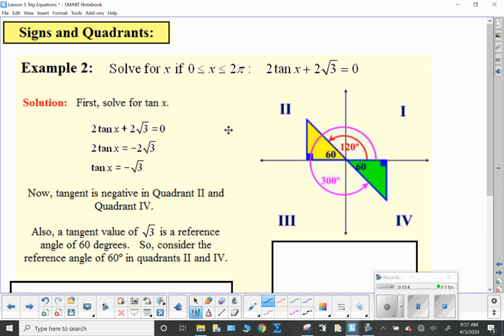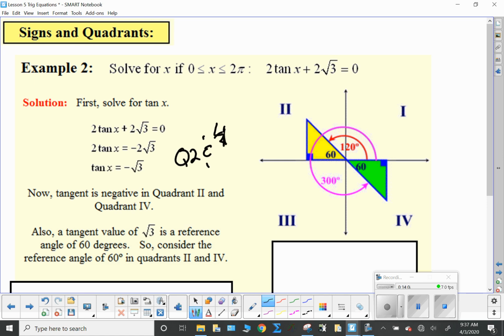Next up, another way to solve. We have 2 tangent x plus 2 root 3 equals 0. Subtract the 2 root 3, divide by 2. Tangent is negative root 3. Where is tangent negative? That's the first thing you can ask. That's quadrants 2 and 4.